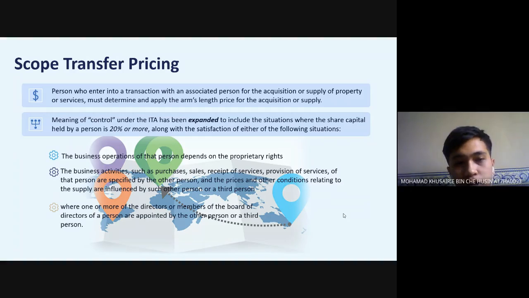The second one is where the business activities of that person, such as purchase, sale, receipt or provision of service, are specified by the other person, and the price and other conditions relating to the supply are influenced by such other person or third person. The last one is where one or more of the directors or members of the board of directors of a person are appointed by the other person or a third person. Next, I will pass to Firdaus.